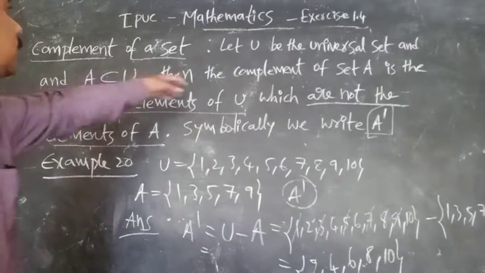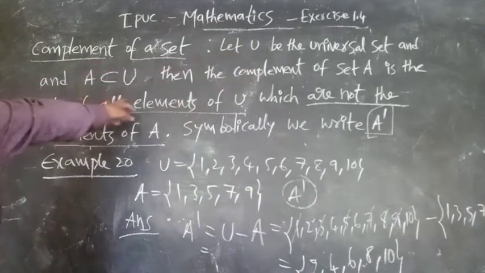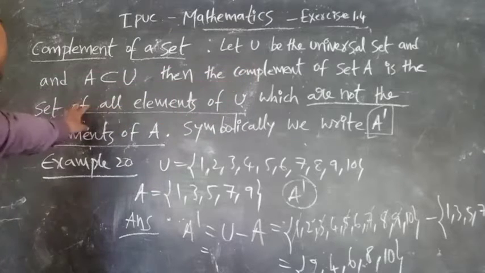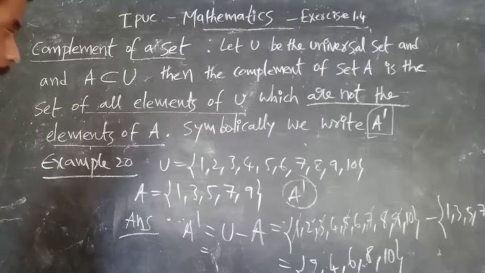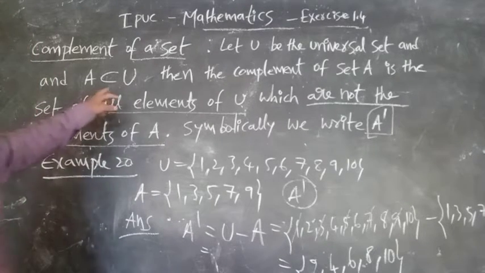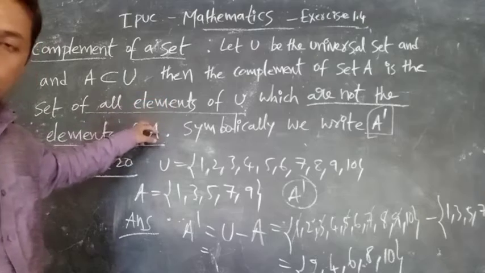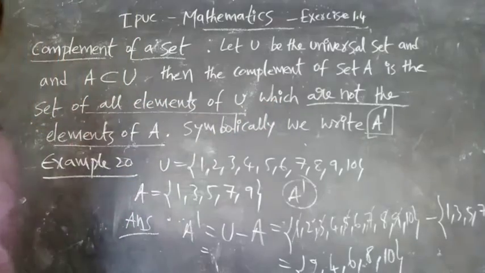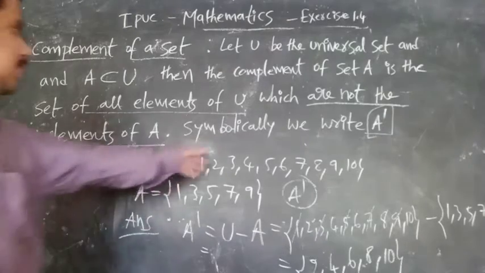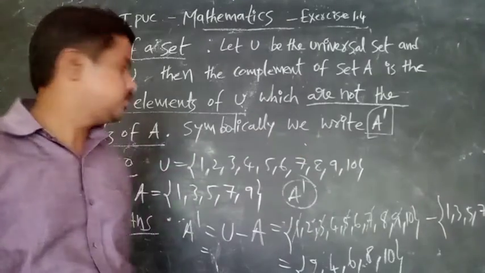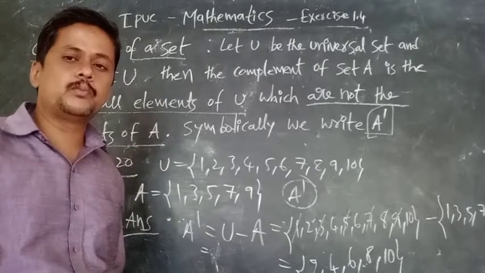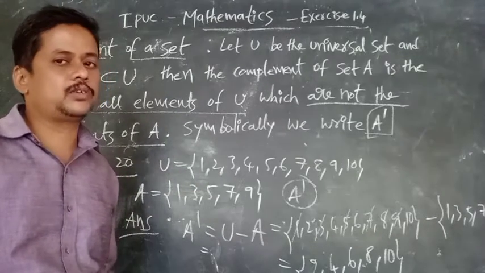Let U be the universal set and A a subset of U. Then the complement set of A is the set of all elements of U but not in A. Symbolically we write A dash. So A dash equals the set of x such that x belongs to U and x does not belong to A.